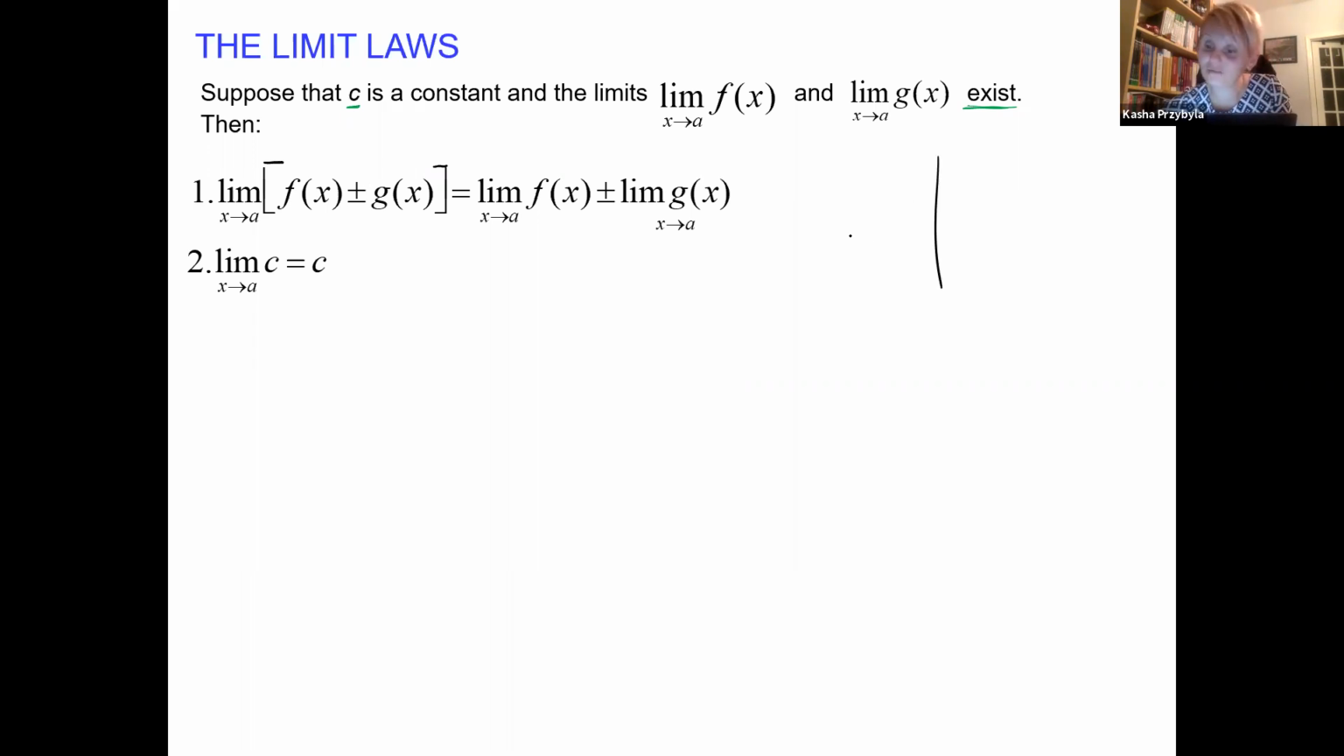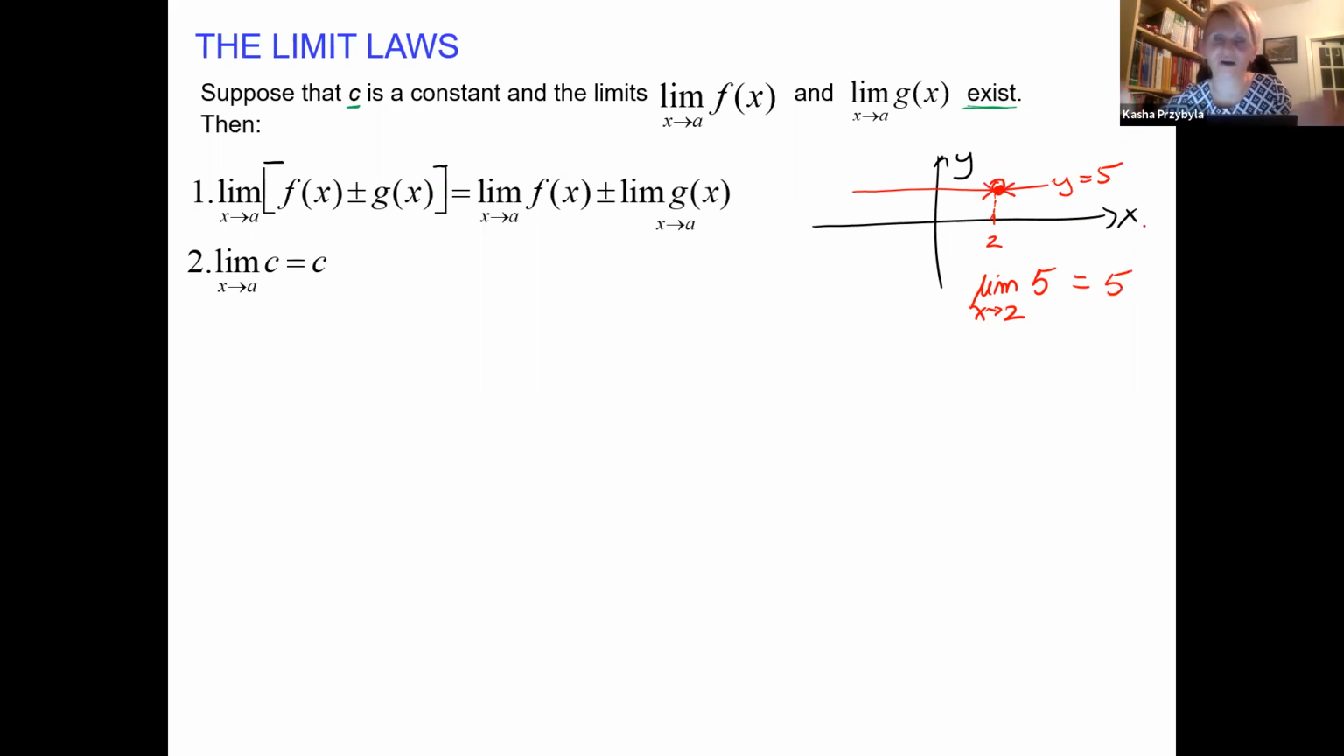I can even give you an example. For example, this is my function, the constant 5. What is the limit as x approaches 2 of the function 5? I can have my open dot, but the function is approaching 5. For every number it will be the same, the line is at the same level. Please remember, the limit of a constant is just the constant.